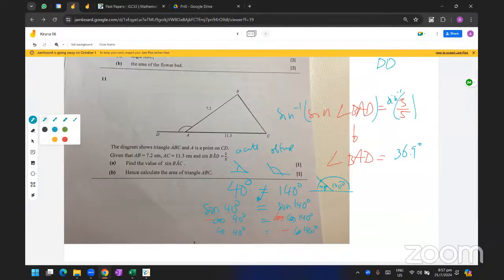Now, what's the relationship with your result just now? The problem is that a calculator, when using inverse, will always give you the acute one. Now, one more time. I'm sorry. 180 minus the angle. If you want the angle of BAD, it will be 180 minus that.